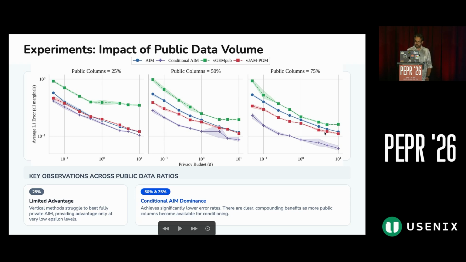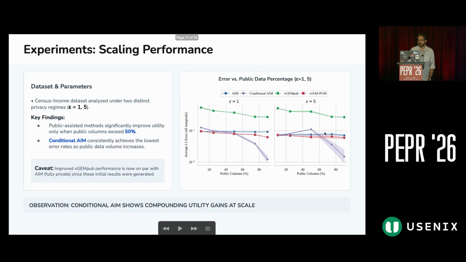In this picture, the blue line that you see here is essentially AIM, which is the current state of the art. And what we show is that both of these methods, conditional AIM and vertical JAM PGM, which are stuff that we worked on, do better. And the improvement that you get increases as the number of public columns increases, which is also intuitive. If you have a lot of public data, your quality is going to get better, right? And the cutoff is more like if you go beyond 25% of your columns being public, then doing a lot of these things is going to be very helpful, right?